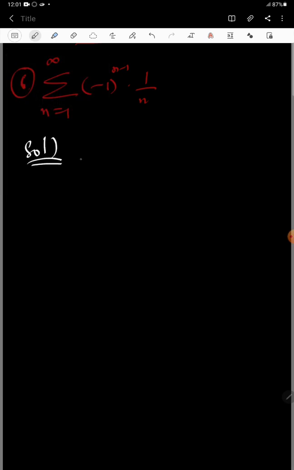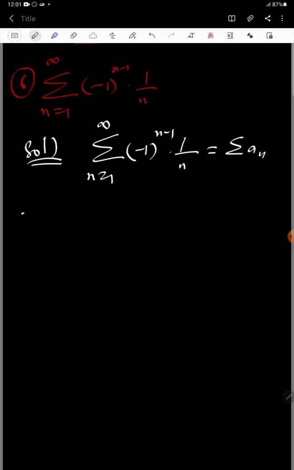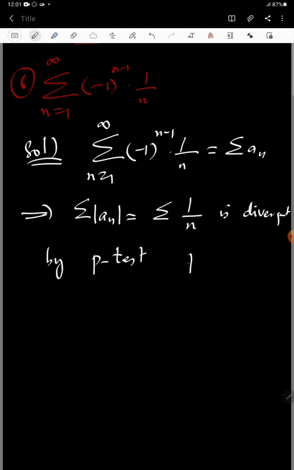Sigma minus 1 to the power of n minus 1 into 1 by n, now n is equal to 1 to infinity. This is the sixth problem, I believe. So here in the solution, sigma n equal to 1 to infinity minus 1 to the power of n minus 1 into 1 by n, we call it sigma an. Implies sigma mod an is equal to sigma 1 by n. Sigma mod an is sigma 1 by n, which is divergent by p test, p value equal to 1.